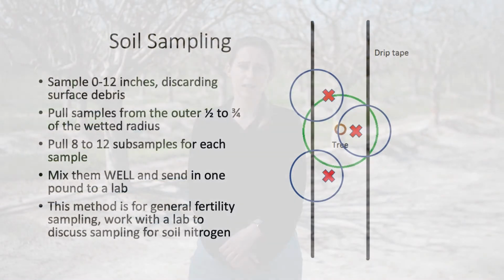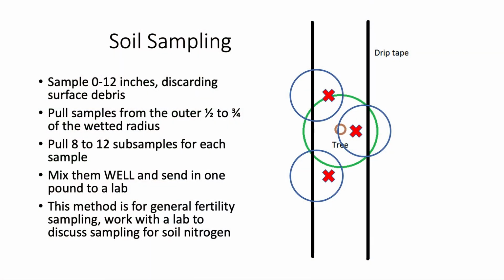You should sample, for the most part, for regular fertility soil tests in the top 0 to 12 inches, making sure you discard the surface soil, especially if you do a lot of gypsum application to the surface soil. You can do deeper soil samples at the end of your season to see where your nitrogen has ended up to try to refine your fertilization program.